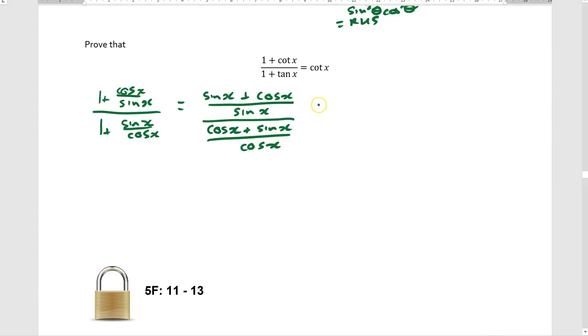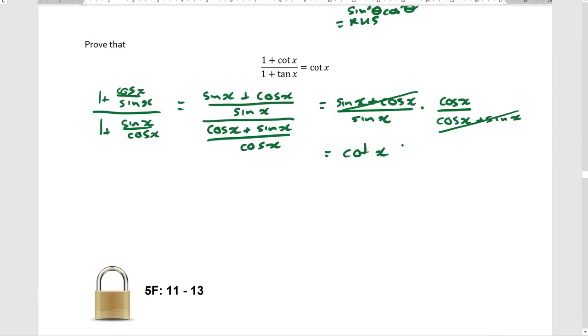If we then realise that this is one fraction divided by another, then we know that we would invert and multiply. So sine x plus cos x on sine x times cos x over cos x plus sine x. We can now see that cancel with that. We're left with cos over sine, which is cot. So setting it out, left hand side equals that thing, which somewhere down the track equals the right hand side.